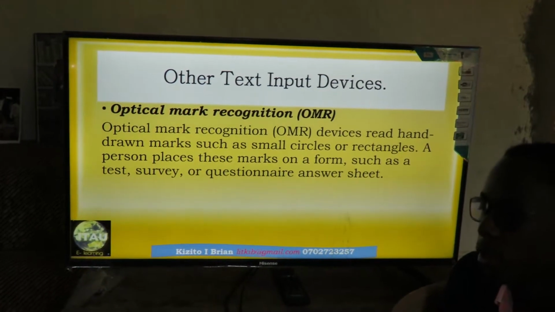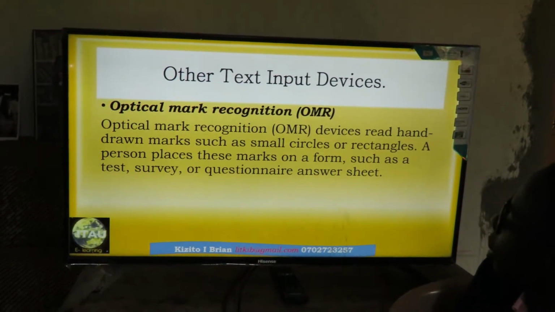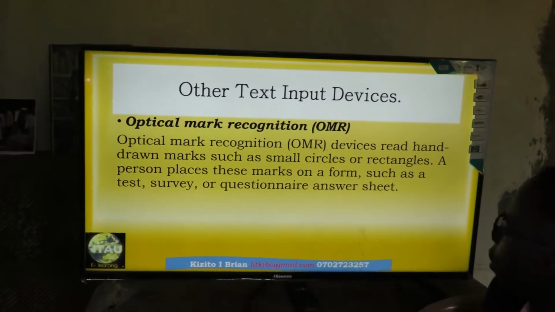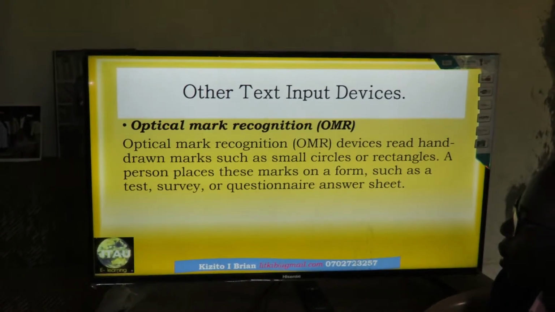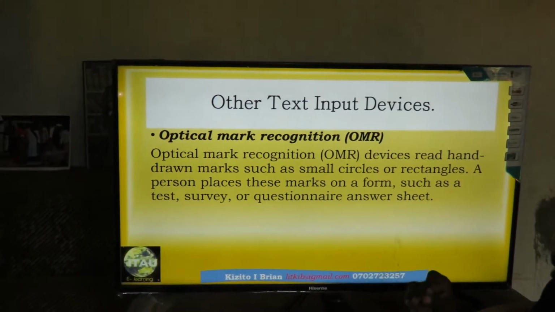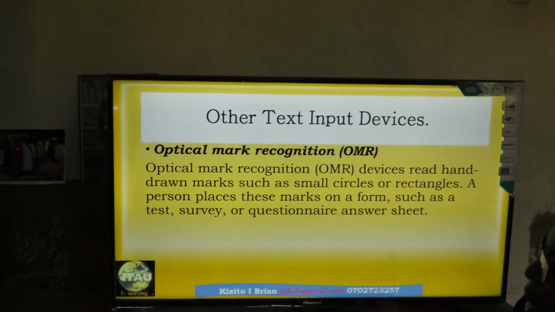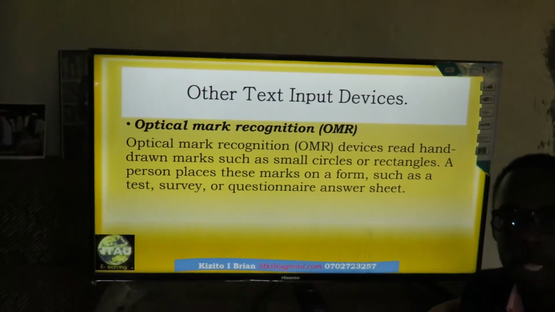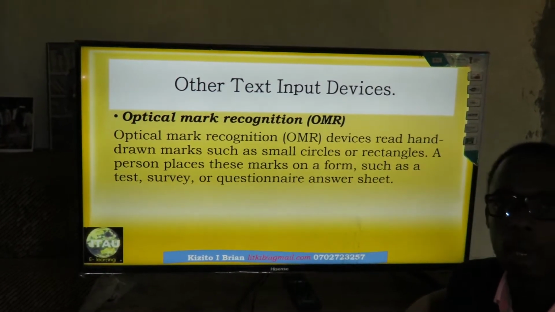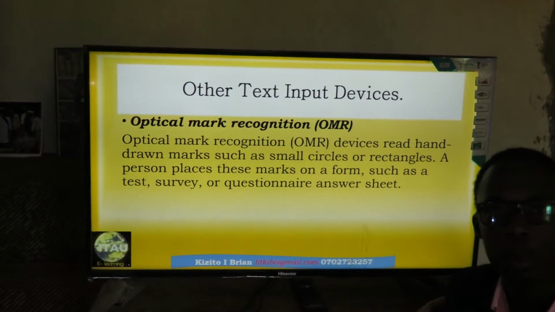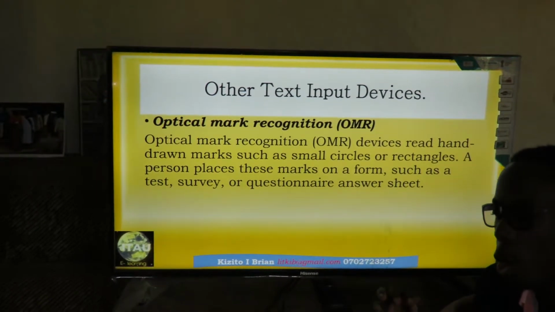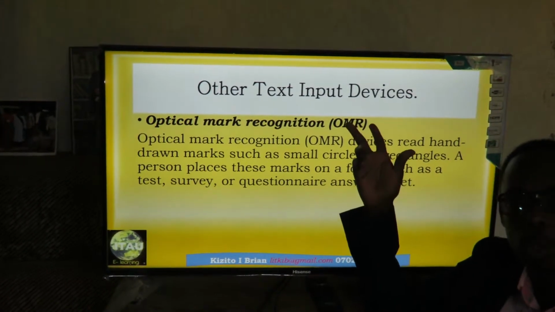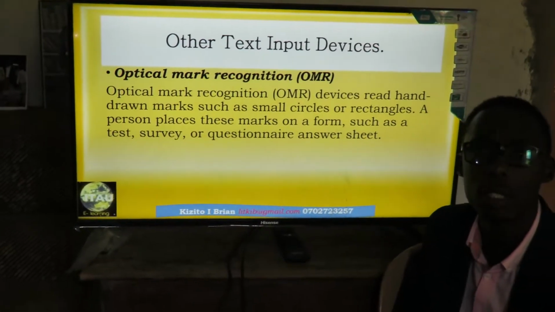Other text input devices, such as optical mark recognition devices, read hand-drawn marks such as small circles, dots, or rectangles. A person places these marks on a form such as tests, surveys, and questionnaires. Data can be easily obtained from these questionnaires, survey reports, and so on using the optical mark recognition devices. This is the same tool that we use when marking computer objectives.